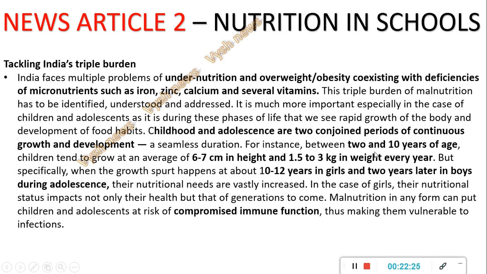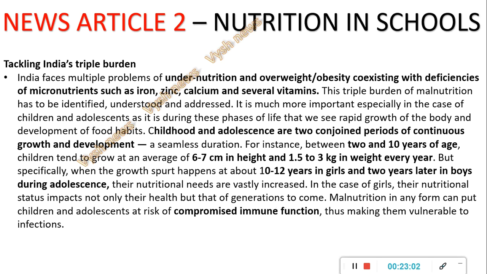If you know, 2 to 10 years is the time when your height and weight increase rapidly, about 6 to 7 centimeters in height every year and 1.5 to 3 kg in weight every year. If your intake of nutrients is not proper at this time, it will be a problem in the long run. That is why your height, weight, everything changes. Some children you see are very fair and tall, some are dark and skinny or short. It is all because of that age up to childhood and adolescence. If the nutrients are not taken, body development will be compromised, and that will in turn affect your immune system also. So the author is coming to that point.